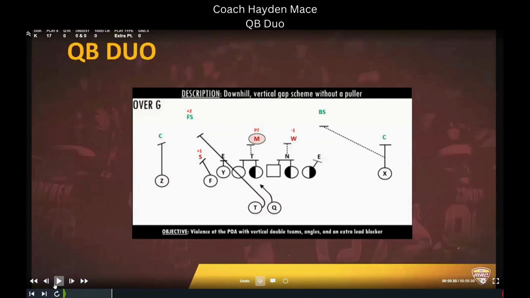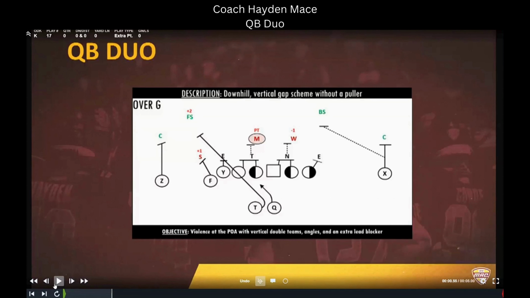So moving on, talking about the diagram, the rules, and then we'll get back into some more clips. For us, it's a downhill vertical gap scheme without a puller. The objective of this play for us is violence at the point of attack. Allow the guys to turn their brains off and just go. Play physical, dominate up front. Take level 1 to level 2, put D linemen in the laps of linebackers, create those double teams, create the angles that we're looking for, and then we add that extra lead blocker from the backfield.